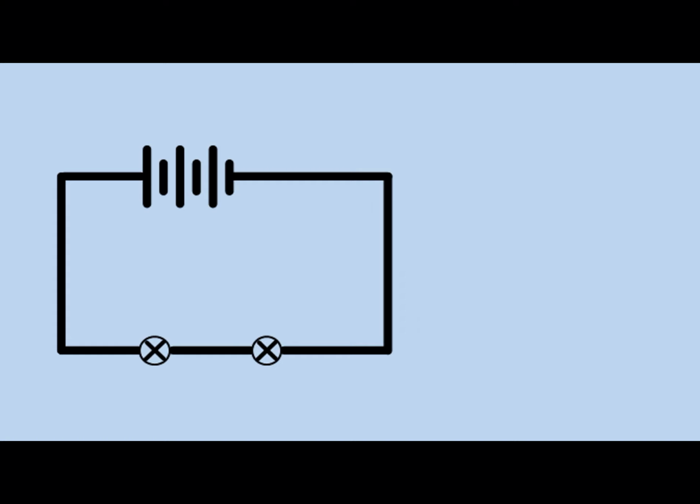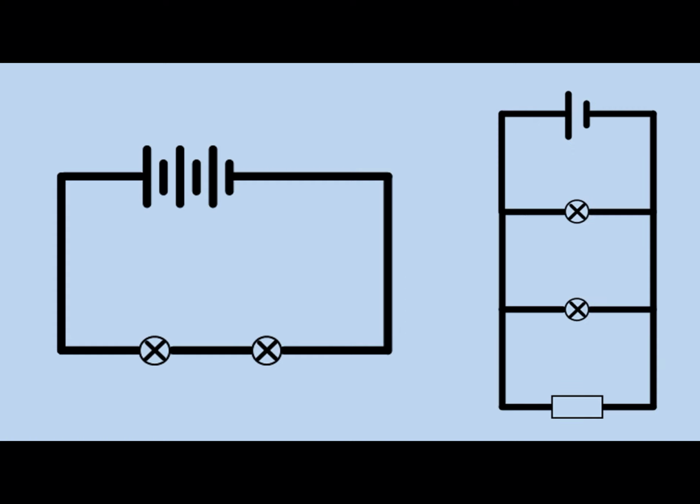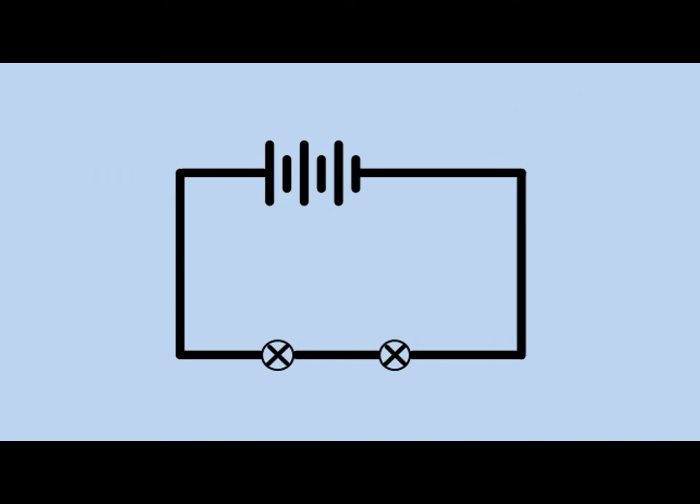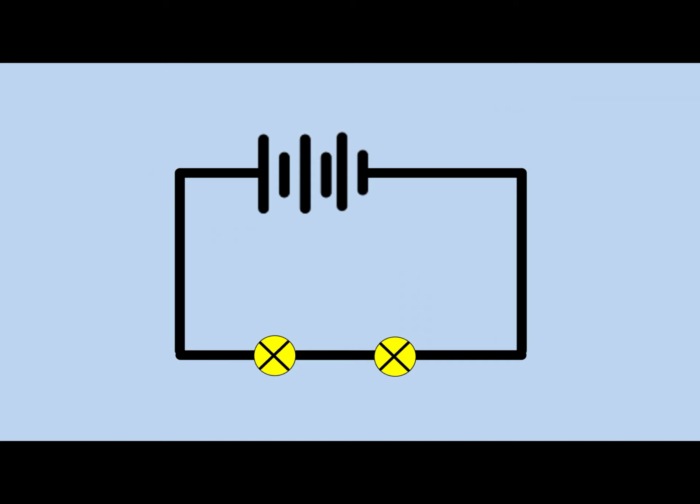There are two different types of electrical circuit, series and parallel. Series circuits are composed of just one loop of wire. This means that there's only one path for the current to follow. The main disadvantage of this type of circuit is that if there's a break, all the components will stop working at once.